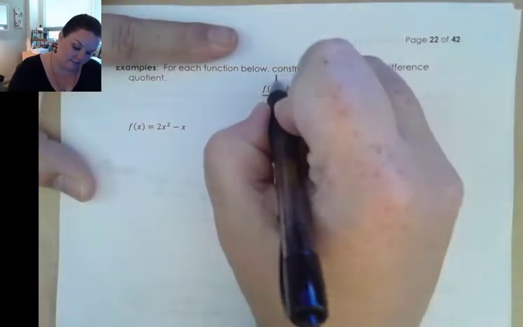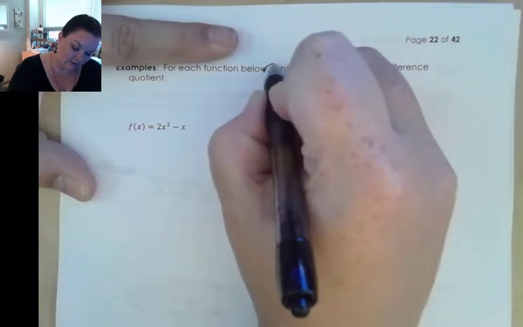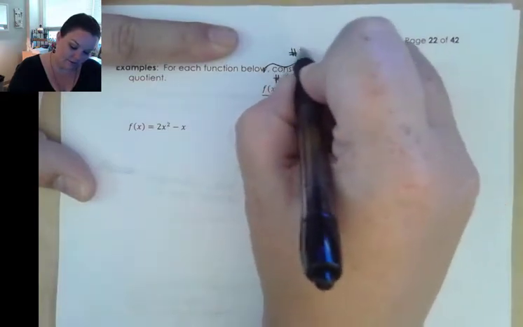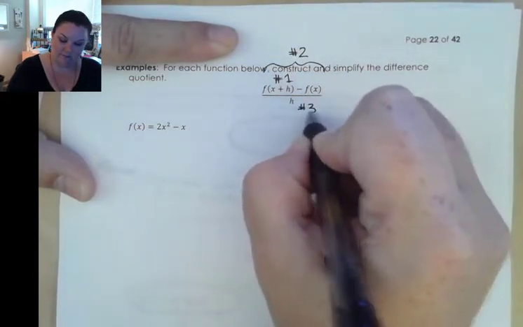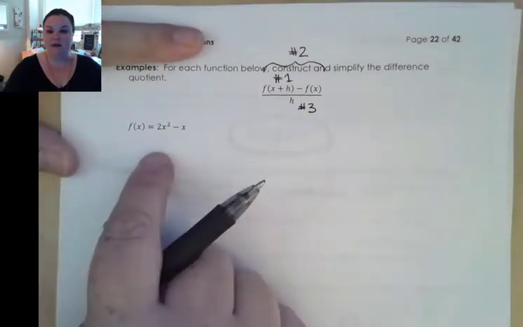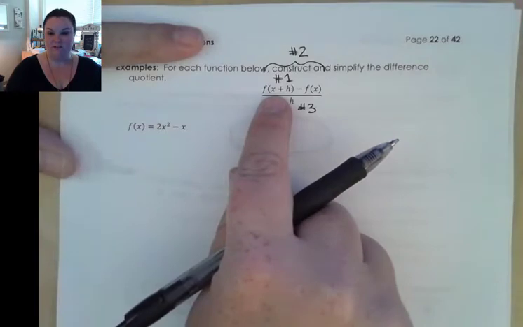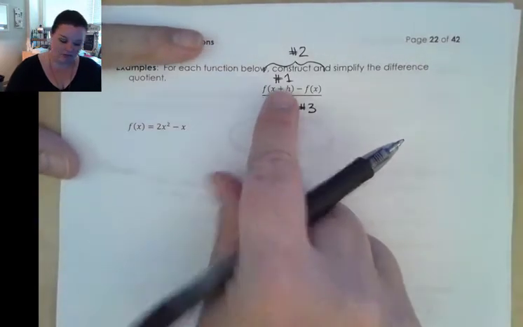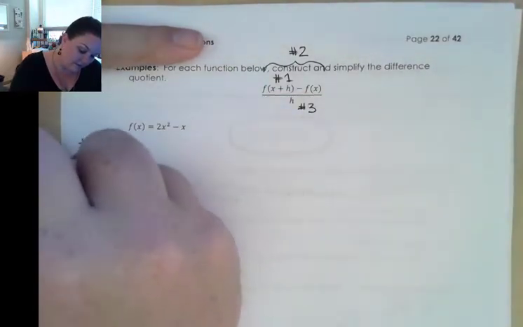Remember, this is step 1. Then the whole top is step 2. And then step 3 is to do the bottom. Okay? All right, so let's go ahead and start with step 1, which is to plug that ugly quantity into our function.